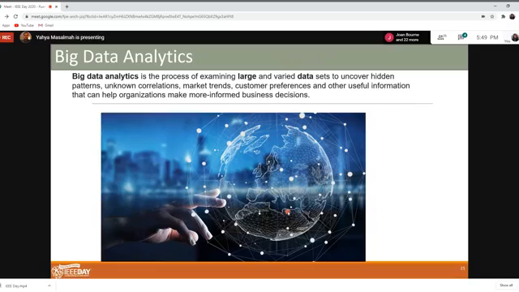What do we mean by big data analytics? We have the data somewhere, or even streaming, and we would like to examine it. So big data analytics is the process of examining large and varied data sets to uncover hidden patterns, unknown correlations, market trends, customer preferences, and other useful information that can help organizations make more informed business decisions.